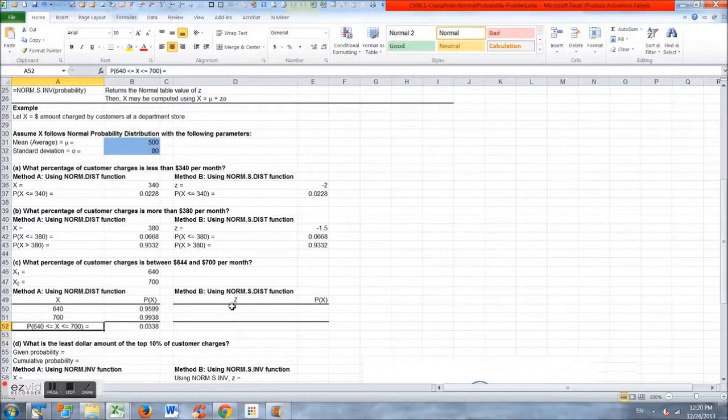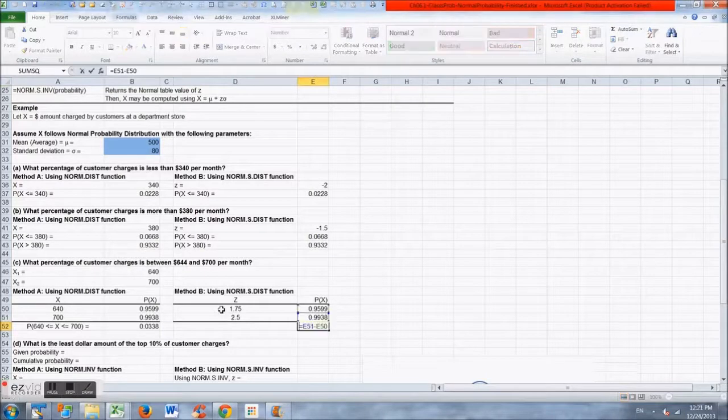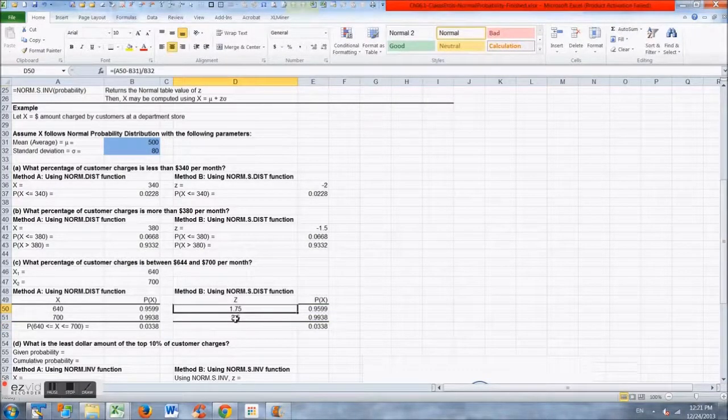We can do the same thing using the norm.s.dist function, and I'll give you the final answer. So again, we compute the two z values and use norm.s.dist to find the probability, and the difference between the larger and the smaller probability is the probability that x is between 640 and 700.